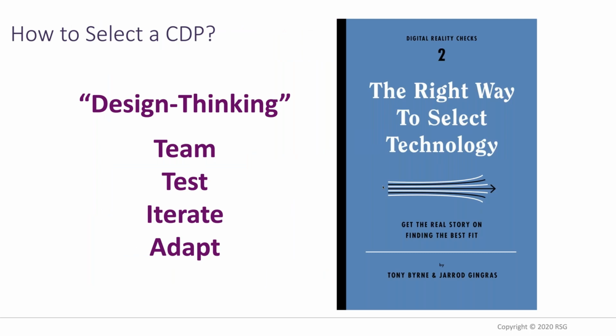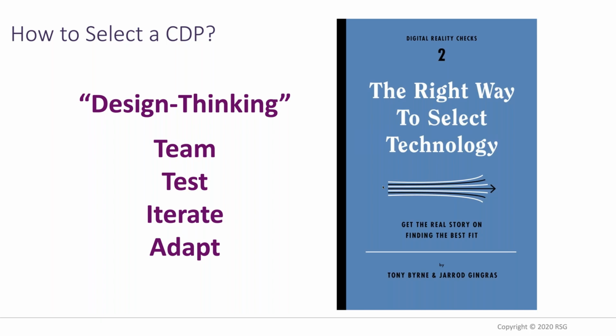Well, we've been helping customers select marketing and content technologies for the last 20 years or so. A couple of years ago, my colleague Jared and I encapsulated everything that we knew into a book called The Right Way to Select Technology from Rosenfeld Media. Our big mission with this book was to apply design thinking to what were heretofore really waterfall approaches to selecting technology.